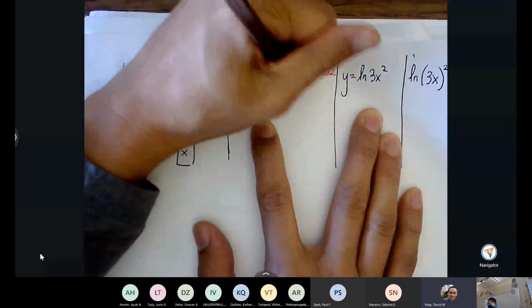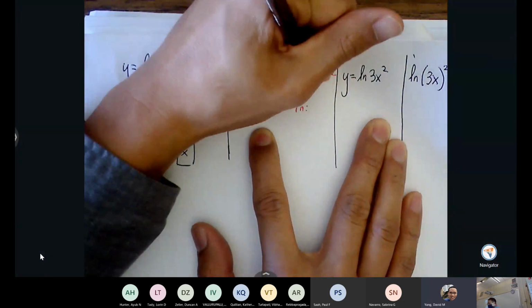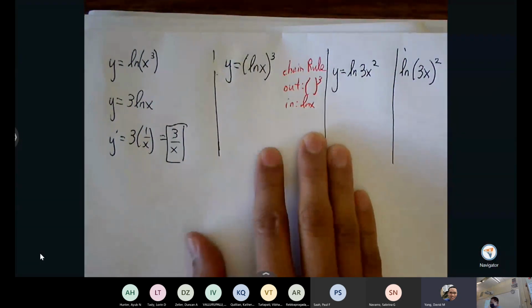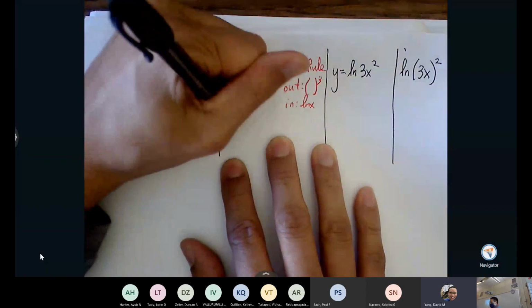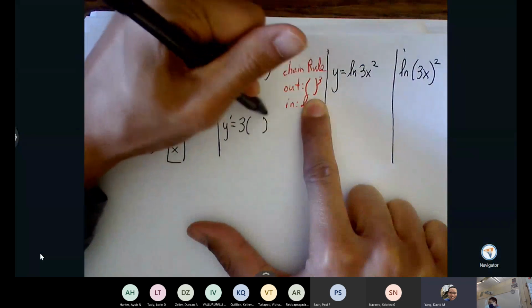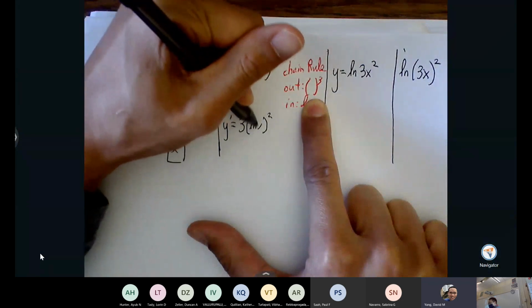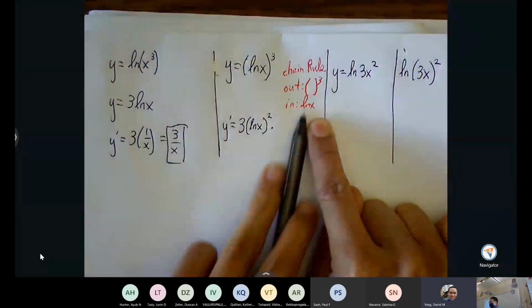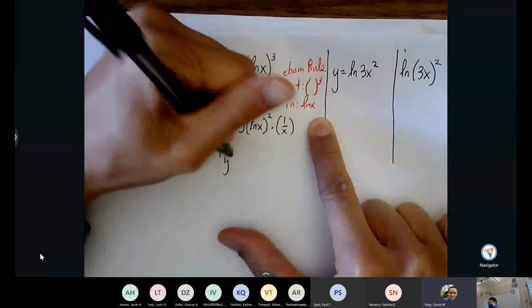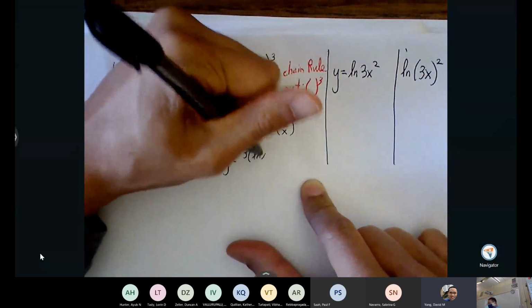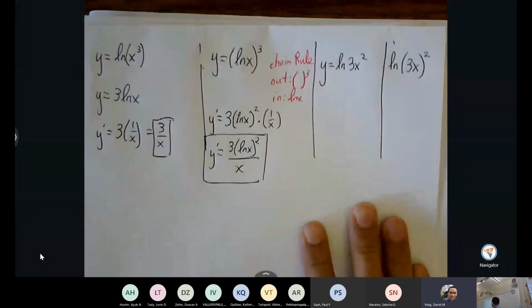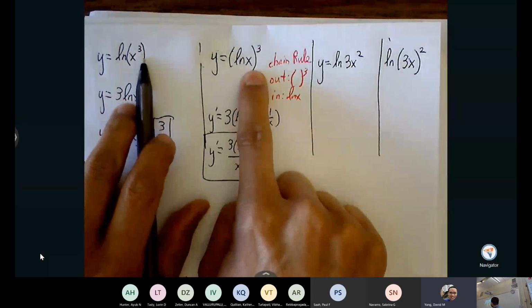So chain rule is outside versus inside and taking each derivative separately. So y prime. What's the outside's derivative? 3 times the parentheses squared. Bring down the original natural log inside function, no changes, times 1 over x. You can leave it in this form, or I'm just going to clean it up a little further. All right, so that's one distinction.